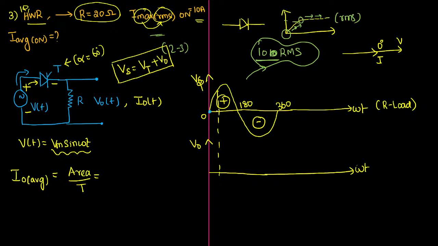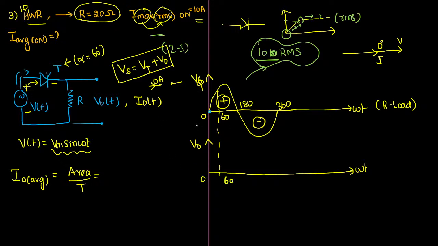Now if you observe, till alpha equal to 60 degrees, the thyristor did not turn on. It did not turn on, meaning it is behaving as an open circuit. Open circuit means the current through the thyristor will be 0. If the current through the thyristor is 0, then the current through the resistor and the current supplied by the source will all be 0 from 0 to 60 degrees.